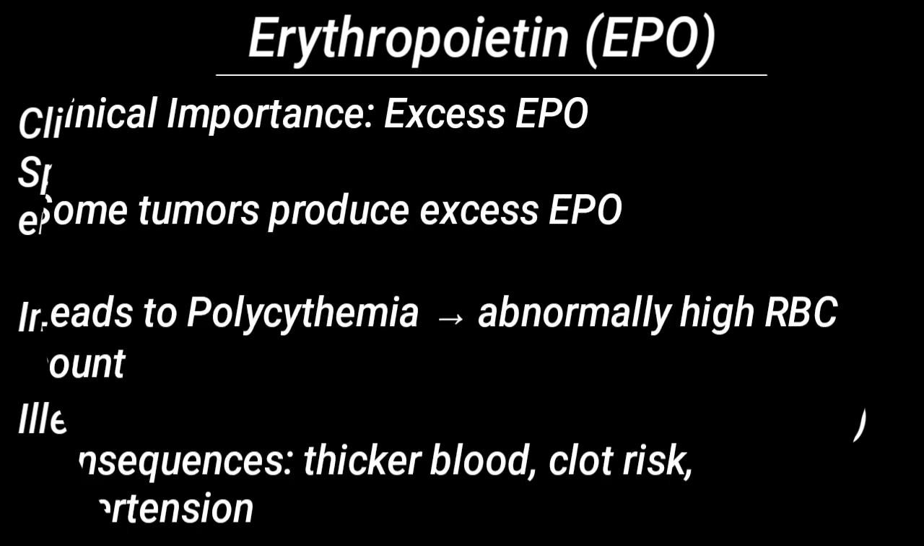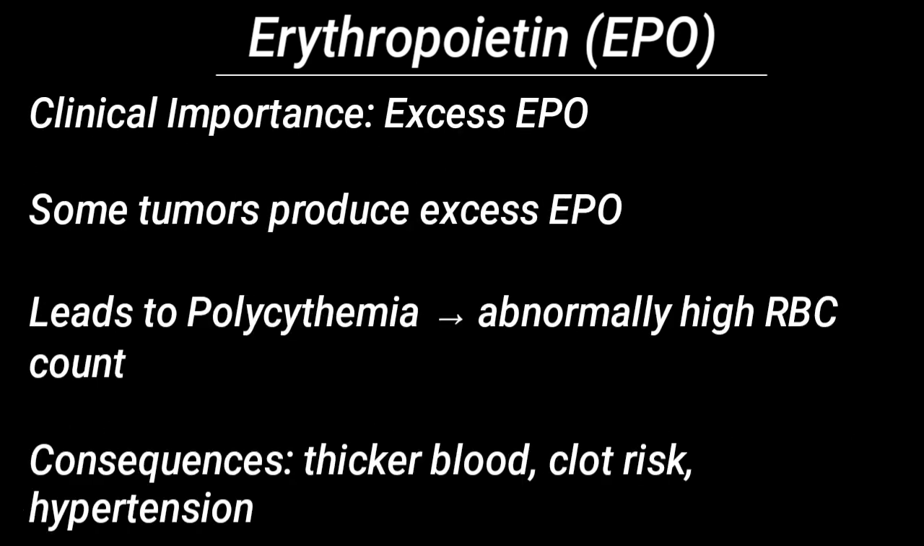Now number 4 is excess erythropoietin. Sometimes certain tumors can produce excess erythropoietin, leading to polycythemia, which is an abnormal red blood cell count. So this makes the blood thicker and increases the risk of clotting.